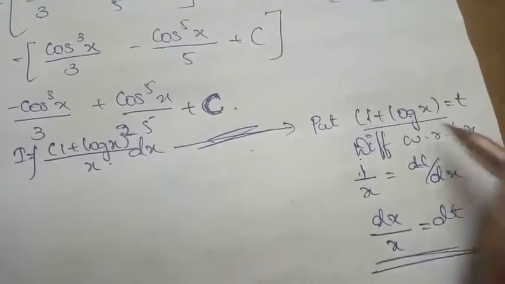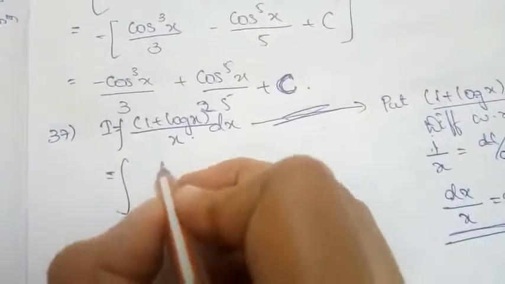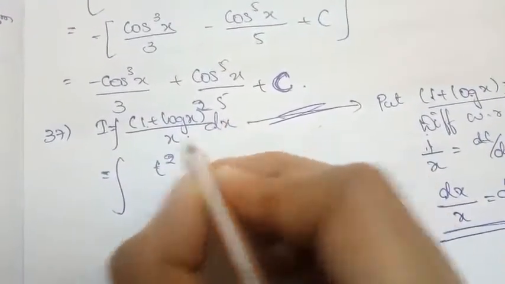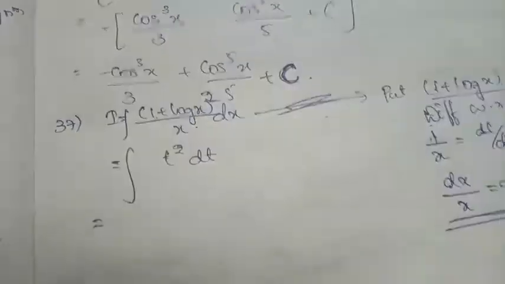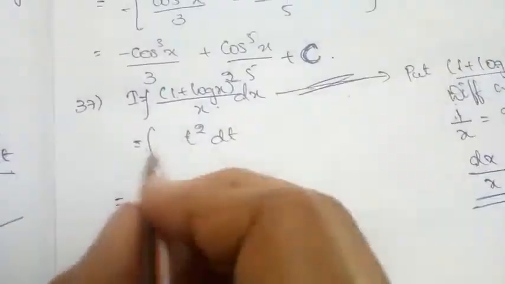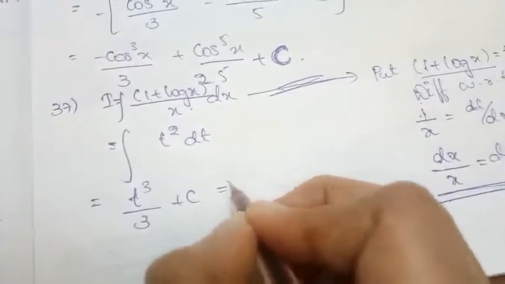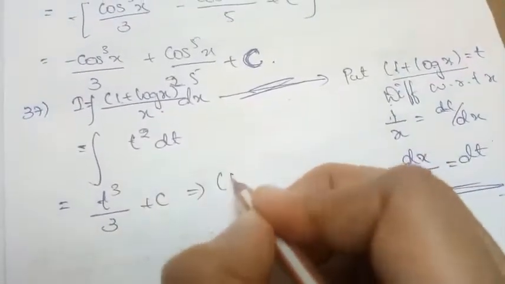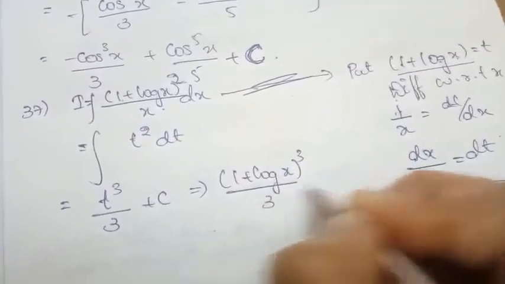So now we have the value of t and dt. Substituting back in the above equation, 1 plus log x, which I have taken as t, becomes t square, and dx by x is equal to dt, so it becomes t square dt. By using the formula, it becomes t cube by 3 plus c, and resubstituting the value of t, it becomes 1 plus log x to the power 3 divided by 3 plus c.